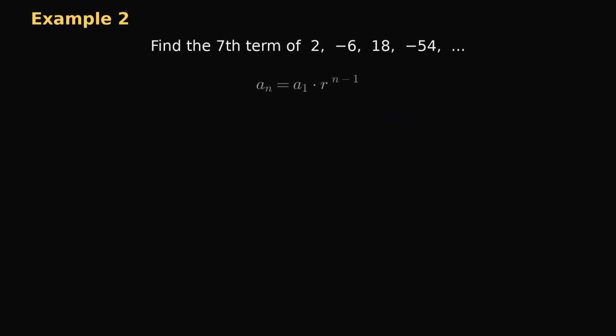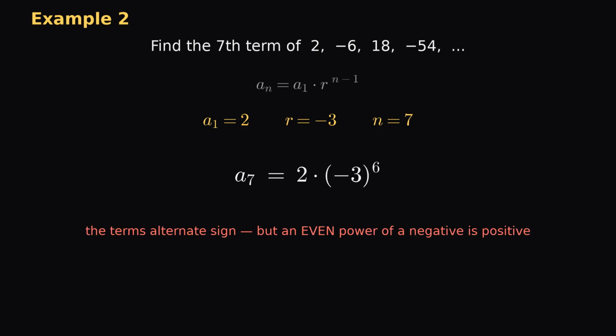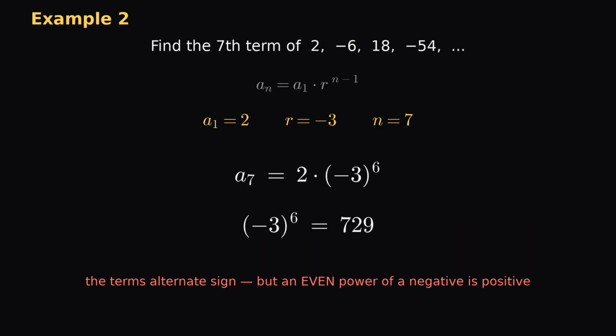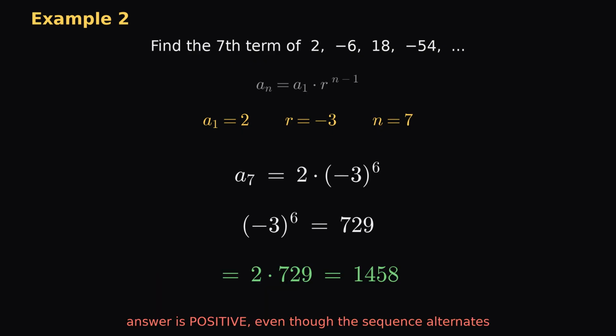Example 2. Find the 7th term of 2, negative 6, 18, negative 54. Negative 6 divided by 2 is negative 3, so r is negative 3. 2 times negative 3 to the power 6. And here's the part to be careful with. The signs in this sequence alternate, but negative 3 to the power 6 is positive because an even power of a negative number is positive. Negative 3 to the 6th is 729. 2 times 729 is 1,458, positive.